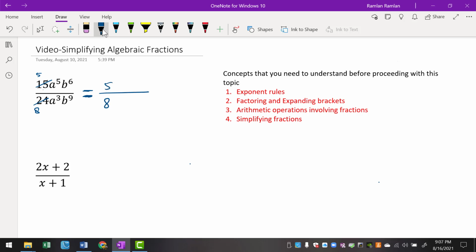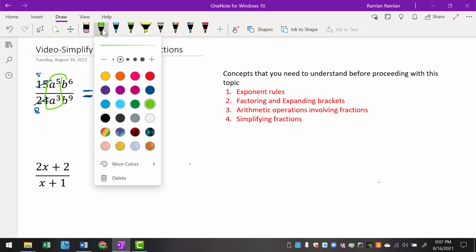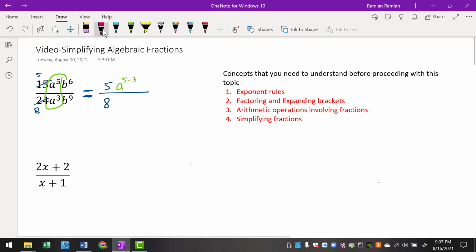Next, in exponent rules, we have learned about the quotient rule. If we have the same base, like a with a, what you need to do is subtract the powers, the numerator power minus the denominator power. So it's going to be a to the power of 5 minus 3 for the a's. And the next one is for the b: we have b to the power of 6 divided by b to the power of 9, so it's going to be b to the power of 6 minus 9. We only need to subtract these.